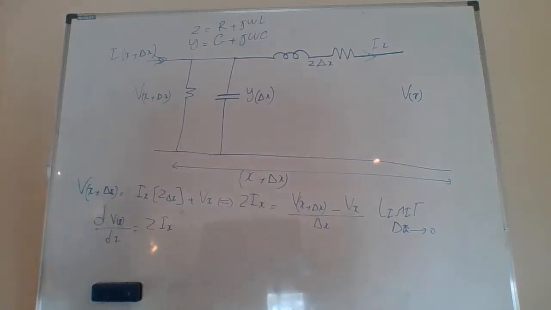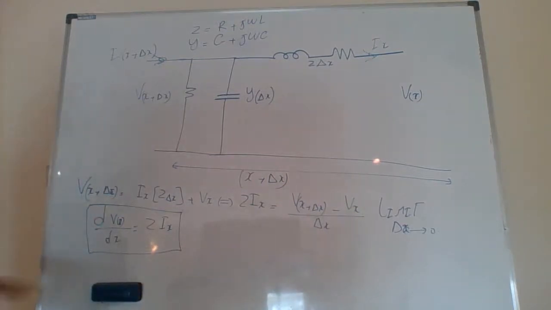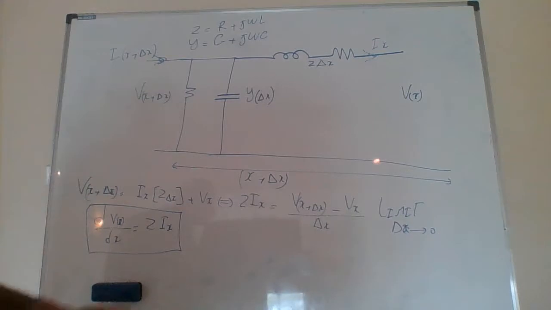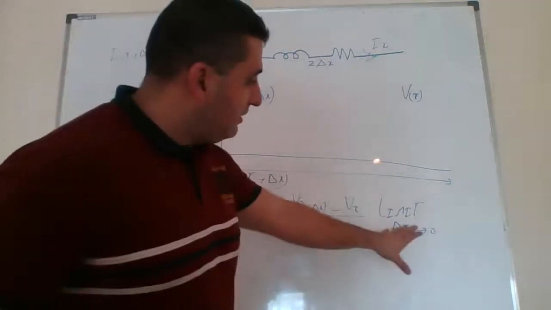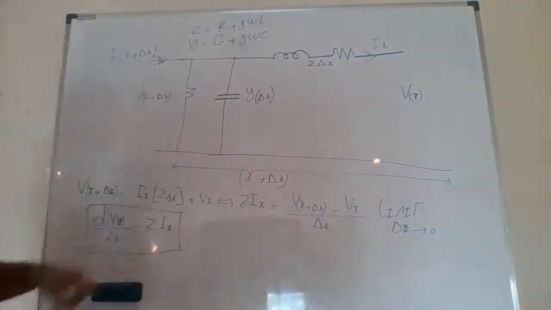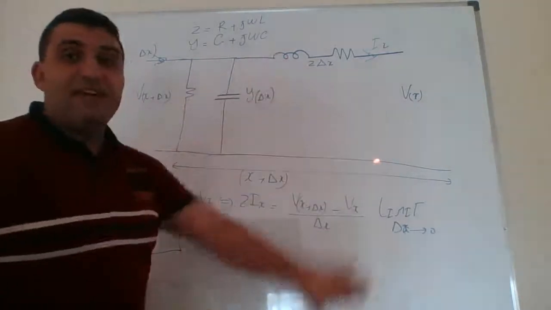It's equal to z ix. Is that clear? Now this, take a moment to digest this information before we go any further. So all we did is the derivative, the limit, we did the limit when delta x goes towards 0, which gives us that derivative of Vx. Perfect. This is based on KVL.